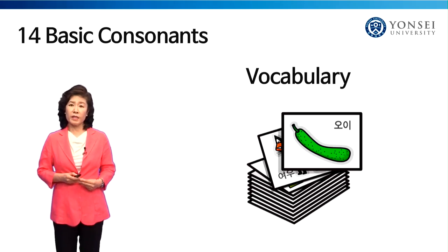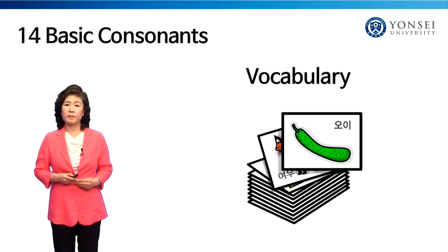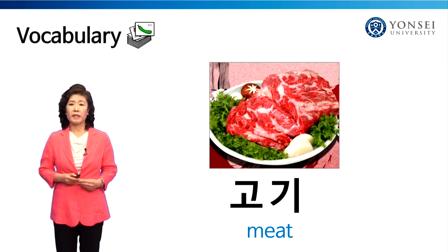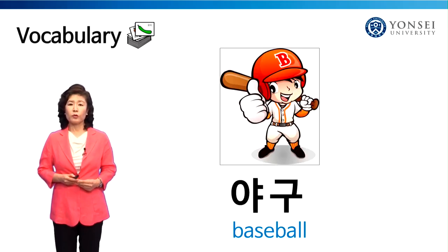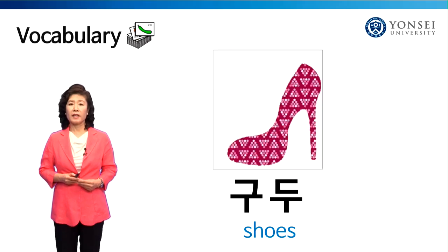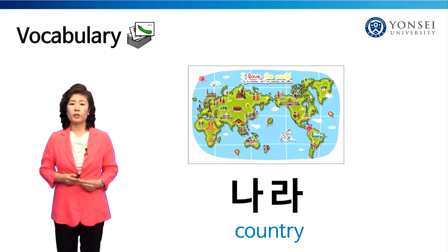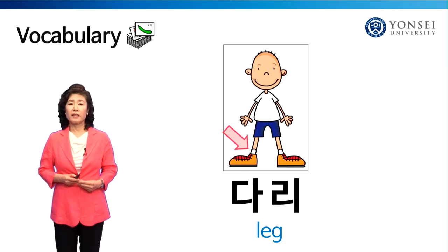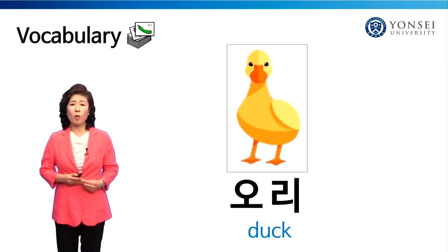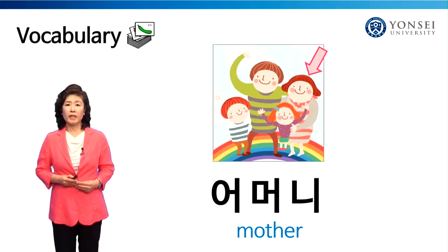This time, we will read words formed by using the 14 consonants and the 10 vowels. You don't need to memorize all the words, just practice reading them. Alright, repeat after me, please. 가구, 고기, 야구, 아기, 누나, 구두, 나라, 다리, 라디오, 오리, 어머니.